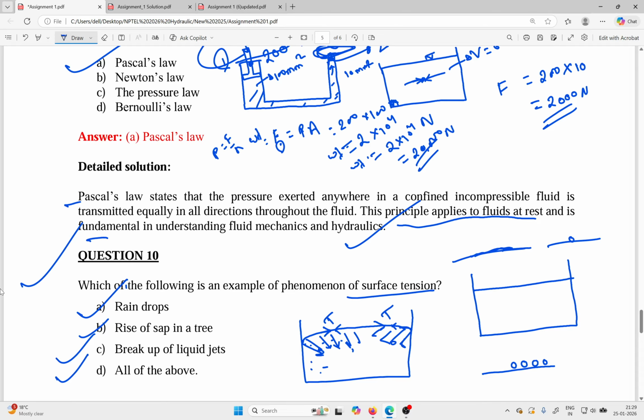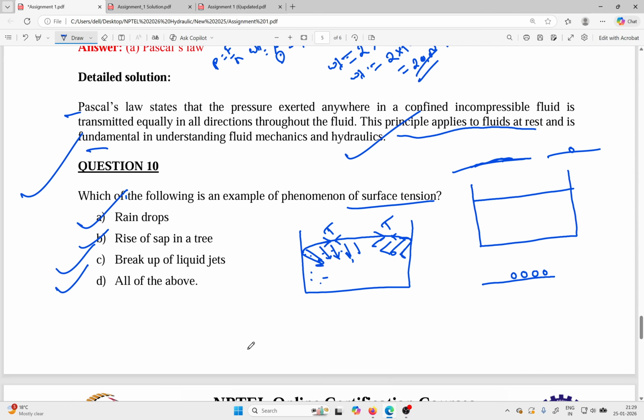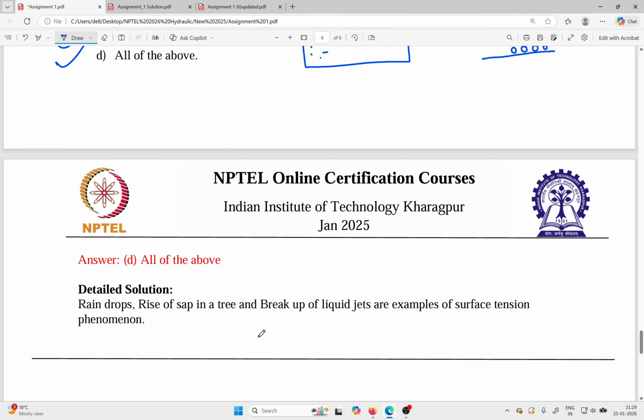Remember, the rise of sap in a tree, breakup of a liquid jet, all of the above. So remember, please, the solution for this question will be all of the above. So the detailed solution here: the raindrop, the rise of sap in a tree, and the break of a fluid jet are examples of the surface tension phenomenon. So this was your Jan 2025 question.